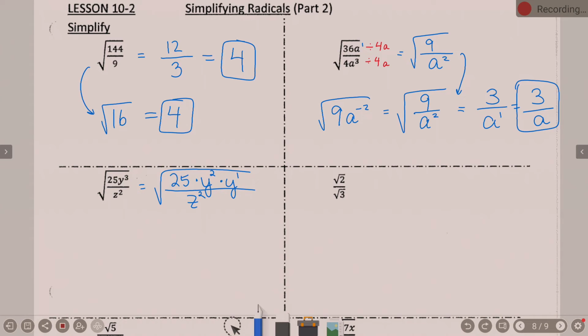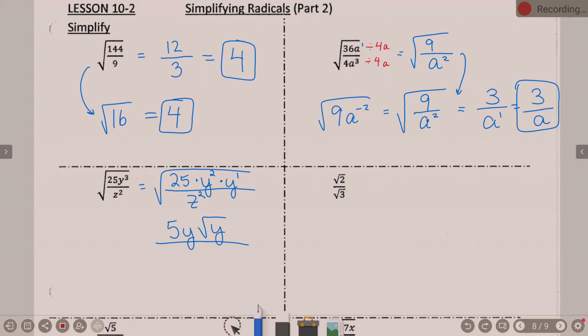So, okay, there's my fraction bar. Square root of 25 is 5, and that means that 5 is outside the radical, right? Square root of y to the second: y to the first, right? 2 divided by 2 is 1. So y to the first, or y. Square root of y to the first. You can't, so we're going to leave that y under the square root.